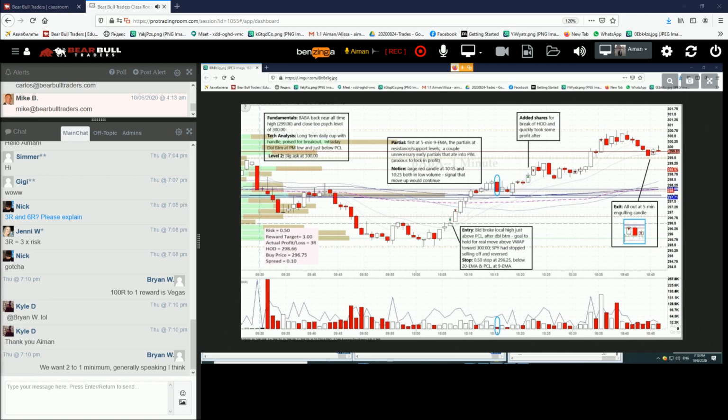And close to the psychological level of $300. Yeah, definitely this could have been a really strong resistance right there, right? Tech analysis, long-term daily cup with handle poised for a breakout. So look at this. I love what you are thinking about right here. He didn't trade or take his setup based on the 1 minute chart or on the 5 minute chart. He based his setup on a bigger time frame.